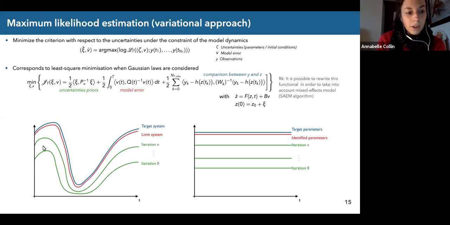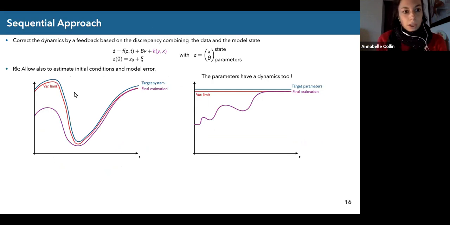So in the most classical method, the minimization of this criterion is done by several simulations of the model, and at each iteration the value of the parameter changes, and we converge to the target system given here in blue. When considering a sequential approach, the idea consists in correcting the dynamics by a feedback based on the discrepancy, combining the data and the model state. In this case, we will add a new term here, which is the gain observer. This means that only one simulation is done, and this simulation will converge in time to the final estimation. When we do that, the parameters have a dynamics too, as you can see here.